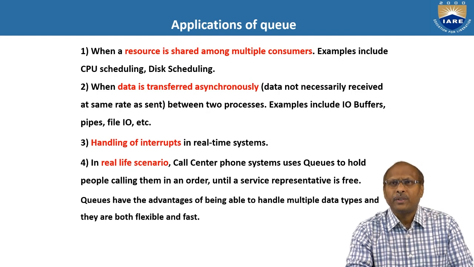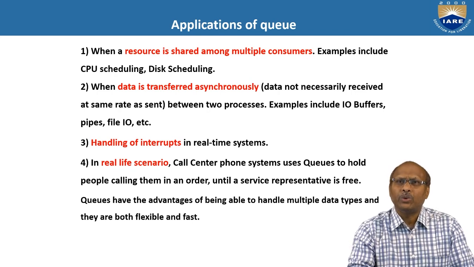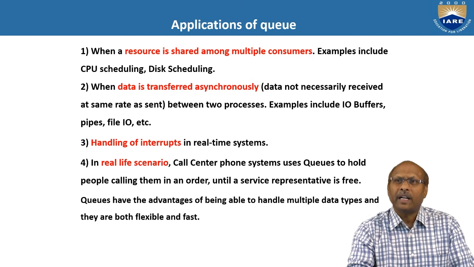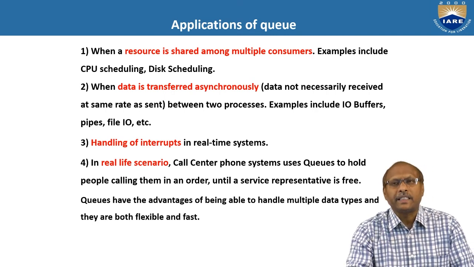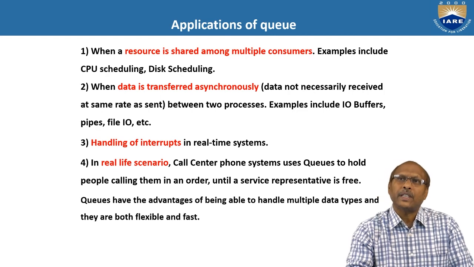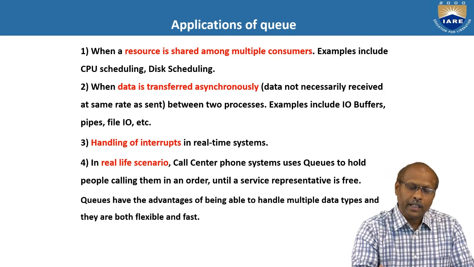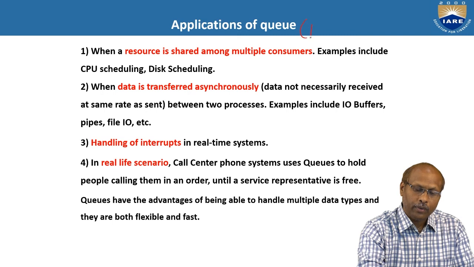Similarly, in a real-life scenario, call center phone systems use a queue to hold the people calling, in order, until the service agent is free. Queues are useful in many cases, whichever follows the first in, first out order. So all these things are first in, first out order.